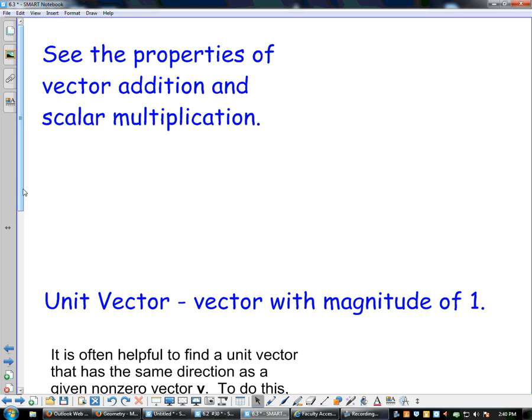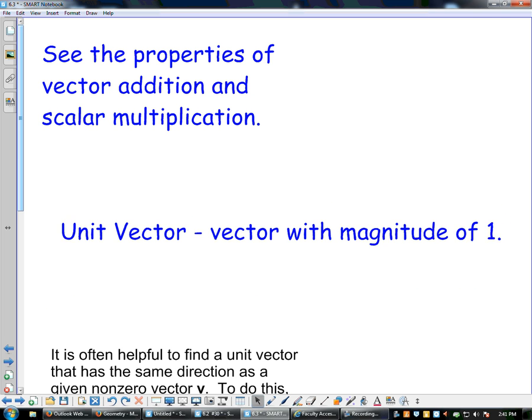Property 8 says 1 times vector u is equal to vector u. So in other words, if your scalar is 1, you just get back to the same vector. And 0 times vector u is going to give you the 0 vector. So if your scalar is 0, you wipe out your whole vector. All right, and then property 9, if you are trying to find the magnitude of scalar c times vector v, that's the same as taking the absolute value of scalar c times the magnitude of vector v. All right, so that's it for those properties.